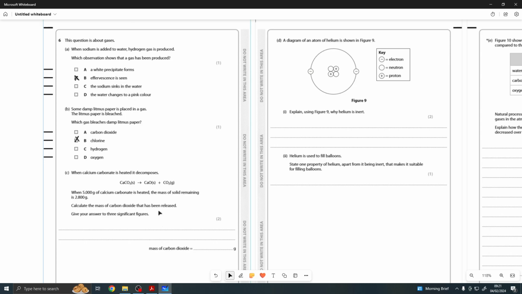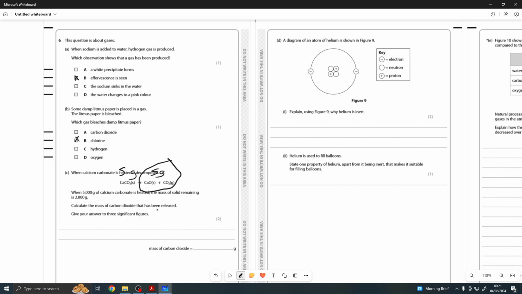Now, question C. It says, when calcium carbonate is heated, it decomposes, a process called thermal decomposition. When 5 grams of that is heated, the mass of the solid is 2.8 grams. Calculate the mass of carbon dioxide that's been released to 3 significant figures. Now, you know by the law of conservation of mass that if there's 5 grams here, let's just write 5g, there's going to be 5 grams over here. So all of that is going to equal 5 grams.